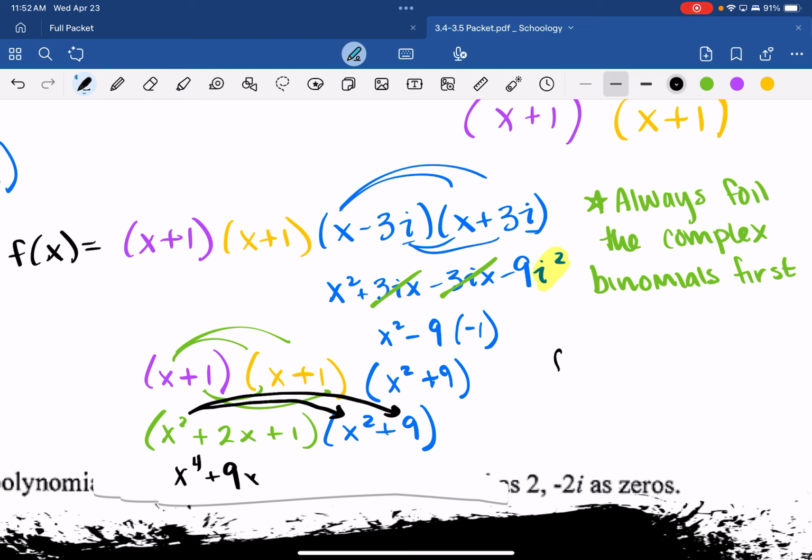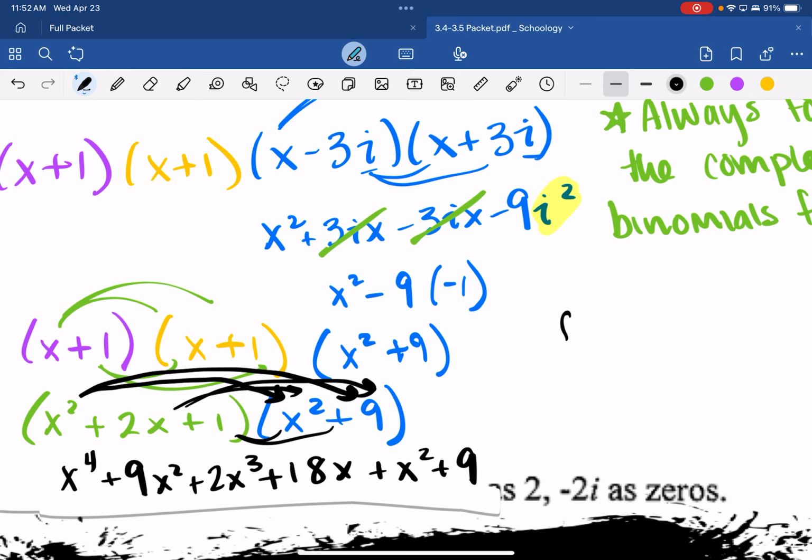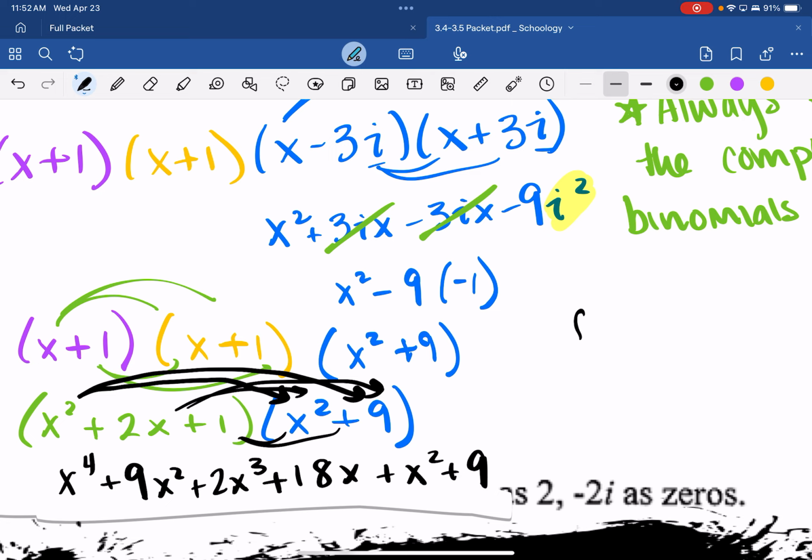Plus 9x squared. Stay with me, guys. I know we got a couple minutes, but we can finish this. Then I distribute the next term. So I have plus 2x cubed plus 18x. Then I have plus x squared plus 9. Okay? So that's just me FOILing it out.